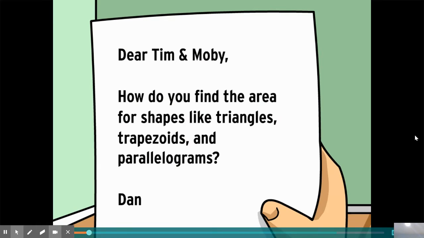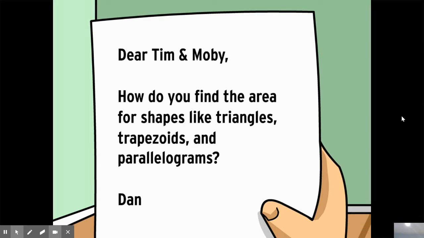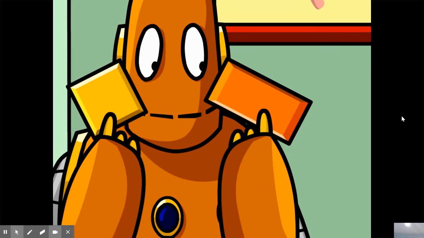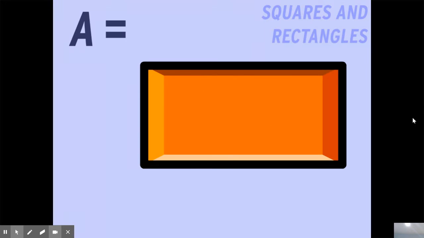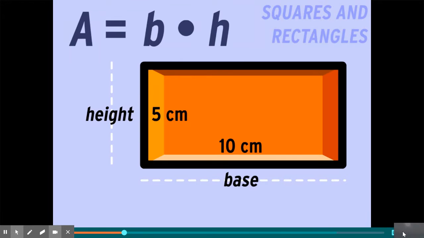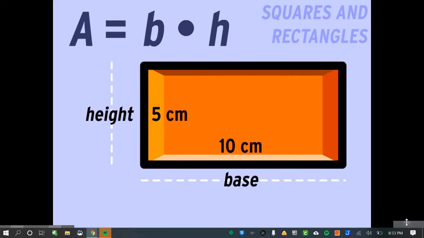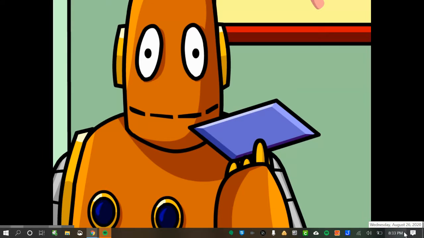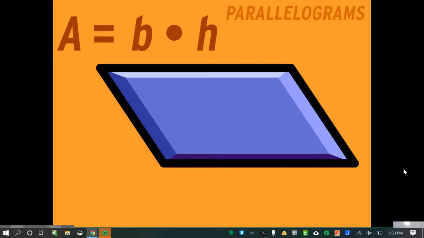Dear Tim and Moby, how do you find the area for shapes like triangles, trapezoids, and parallelograms? From Dan. Finding the area of a square or a rectangle is easy. You just multiply the base times the height. The area of this rectangle is 10 centimeters times 5 centimeters. That's 50 square centimeters.